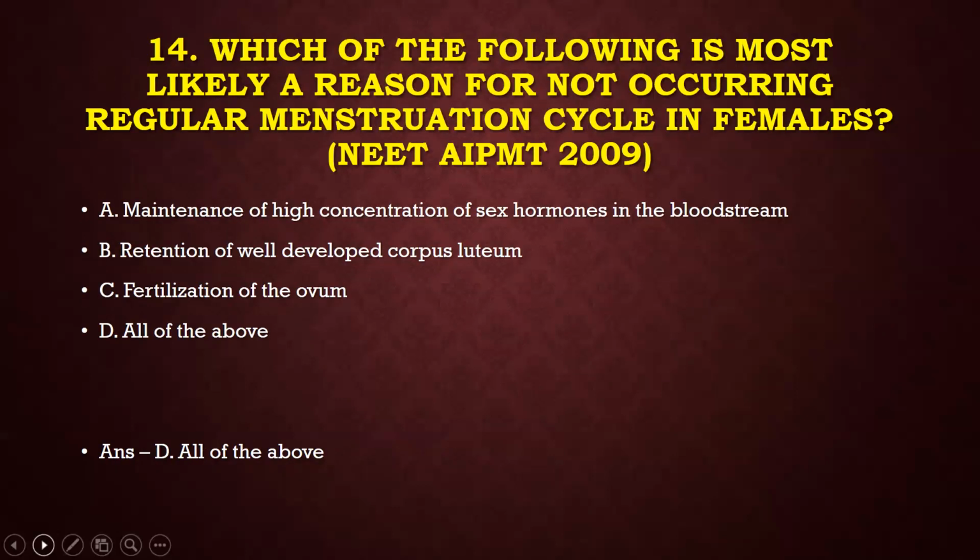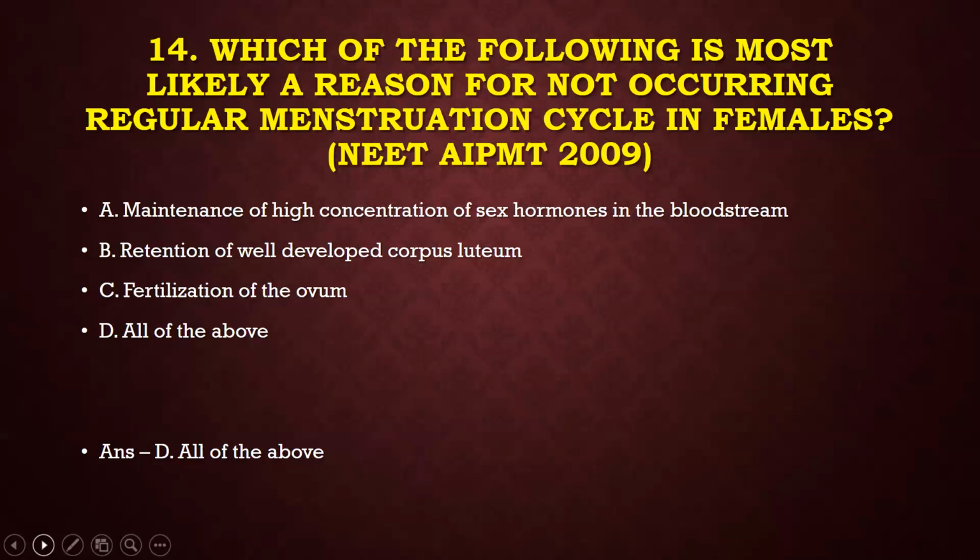14th question: which of the following is most likely a reason for not occurring regular menstruation cycle in females? It was asked in 2009. Option 1, maintenance of high concentration of sex hormones in the bloodstream. Option 2, retention of the well-developed corpus luteum. Option 3, maturation of the Graafian follicle. Option 4, fertilization of the ovum. And all of the above.